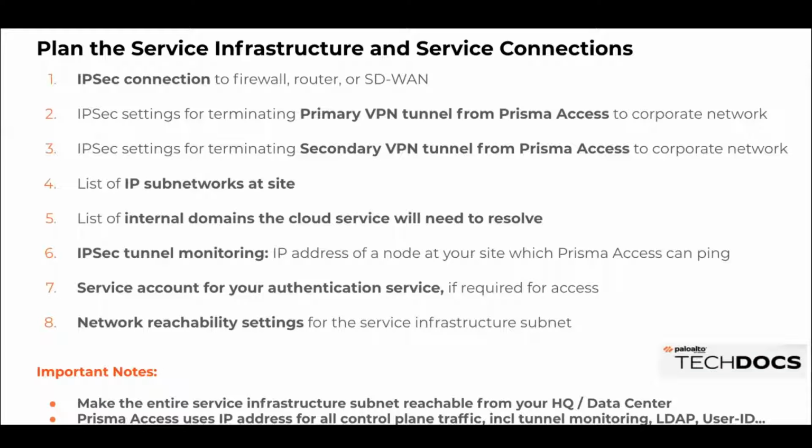So let's plan the service infrastructure and service connections. Look into what you need for the planning of the service infrastructure before you onboard a service connection. If you use the service connection to access information from your HQ or data center, gather the information for each HQ or data center location or site you want to onboard with Prisma Access. And make sure that the site or service is able to connect with an IPsec capable firewall, router, or SD-WAN device.